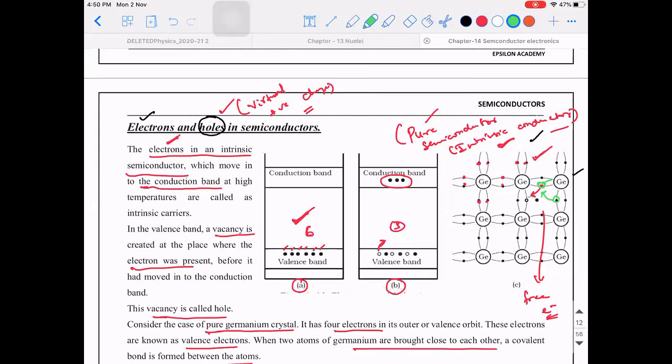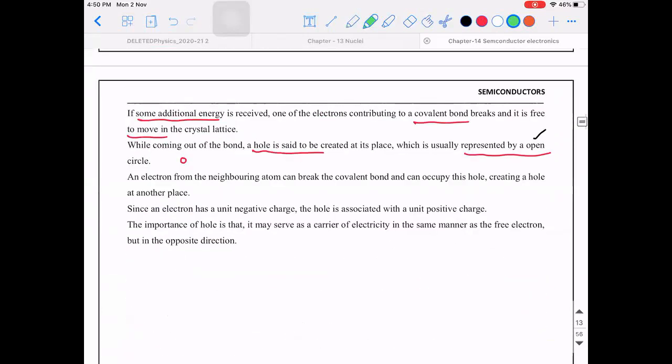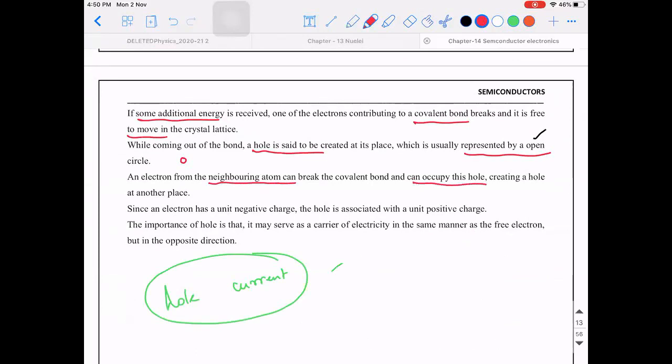Actually, the moving particles are electrons, but since the hole appears to move, this type of current is called as hole current. We call it as hole current. Some books use this name. At that point, you should not wonder what it is. It is actually the electron jumping from the neighboring atom to make the hole move. So that's what the point is. So an electron from the neighboring atom can break the covalent bond and can occupy this hole, creating a hole at another place.